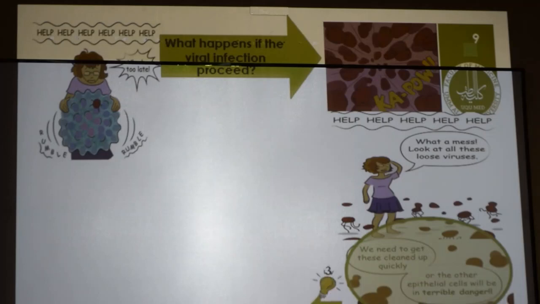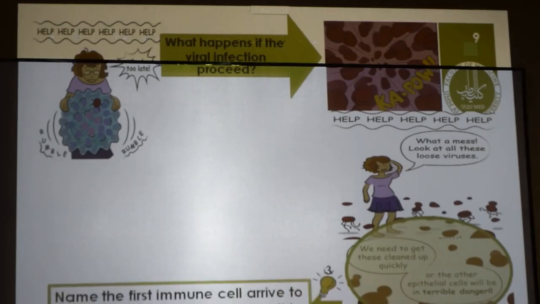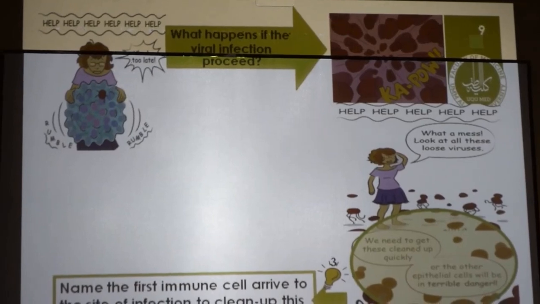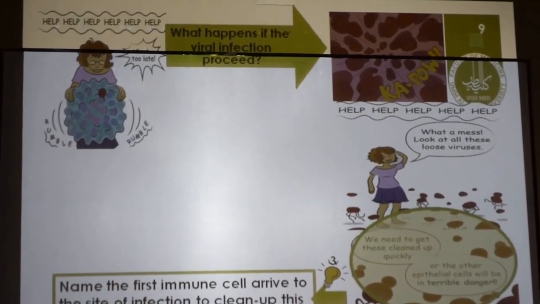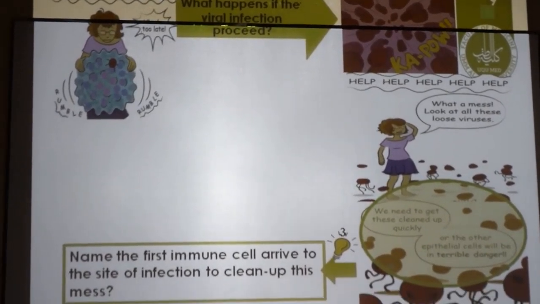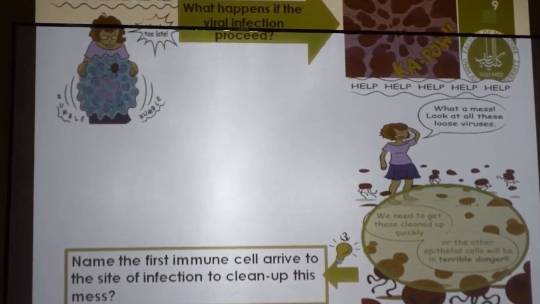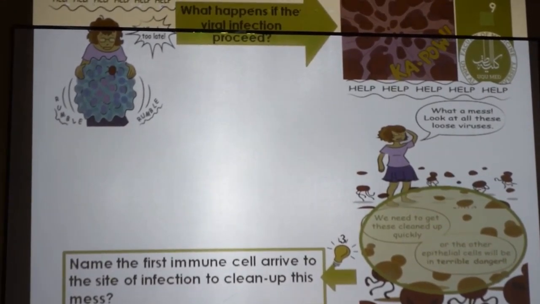So what you have to do, now there is a question for you. Name the first immune cell that arrived at the site of infection to clean up this mess. You can now discuss it with the tutors, because there is something important here.